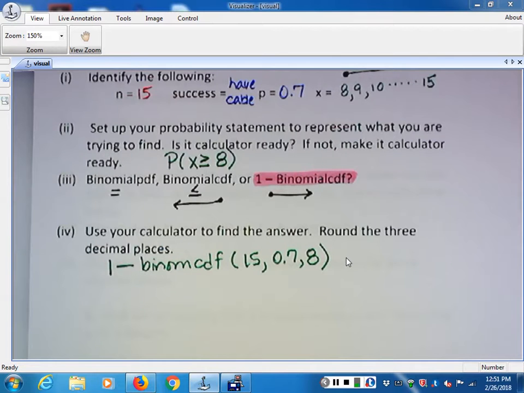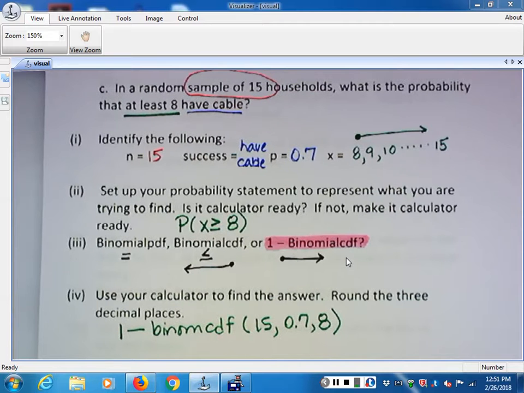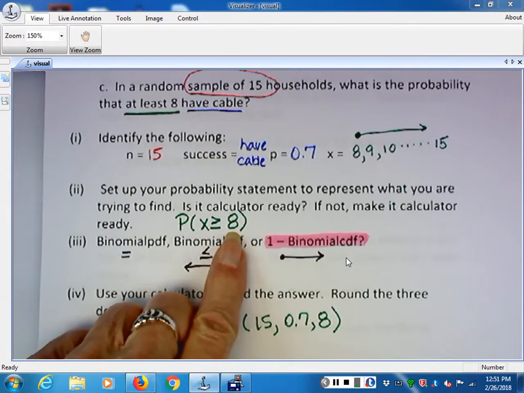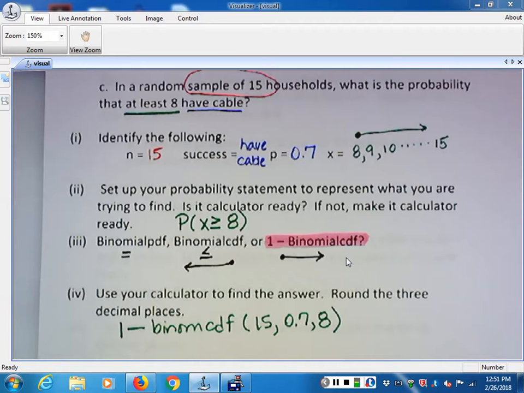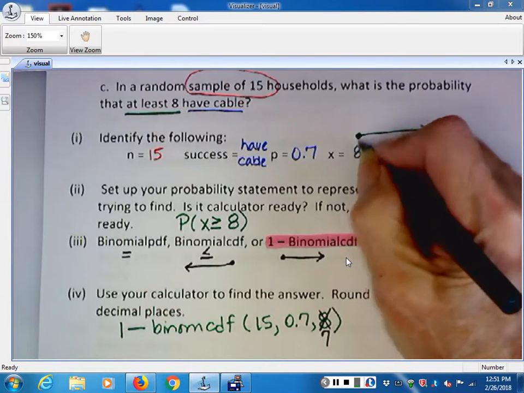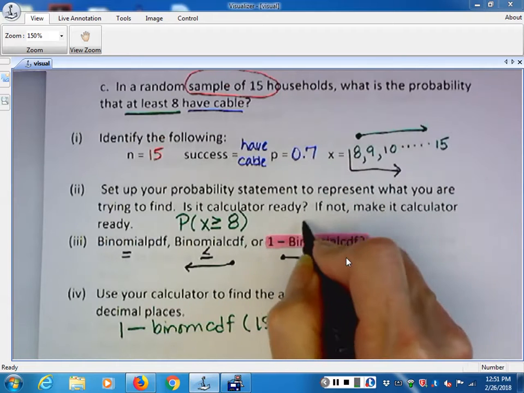I think I just messed up, so let me think about this a second, because I think I said that wrong. No, 8 is included in what we want. So this part would have to be only up to 7. I'm sorry. That's because 8 is included going up. That means it's not included going down.